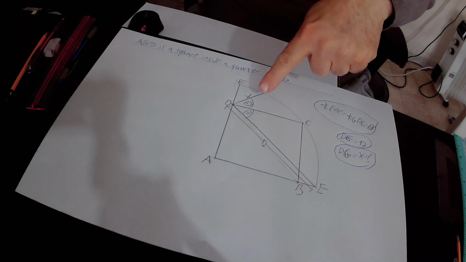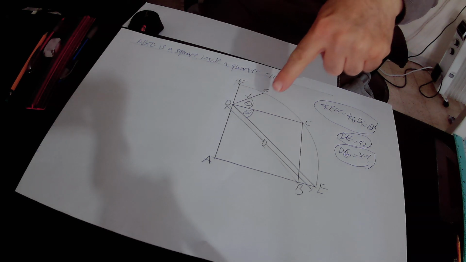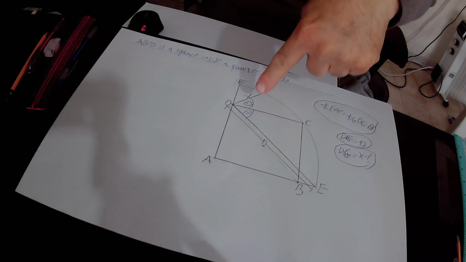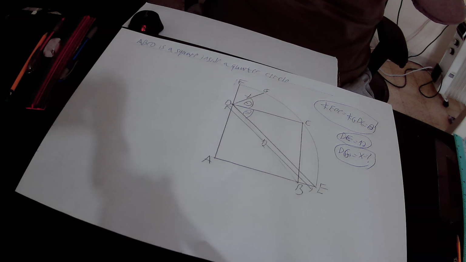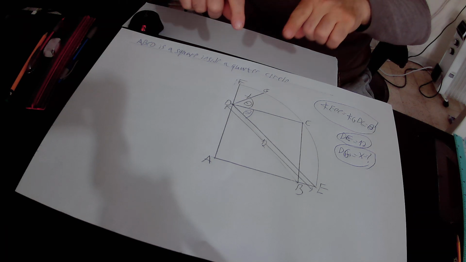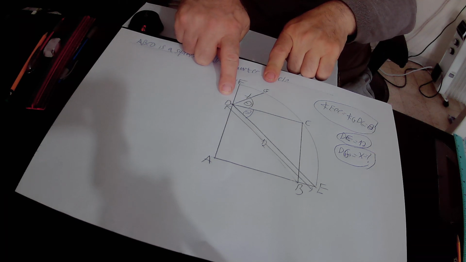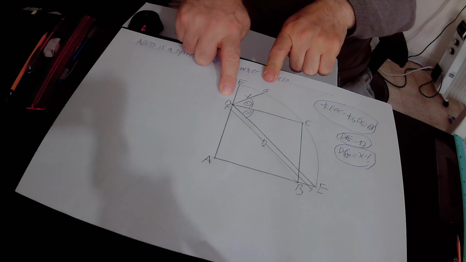This is angle GDC, which is equal to theta. And this is also angle CDB, which also equals theta. And our mission is to find the length of this line segment GD, which is equal to x. We have to find the value of x.